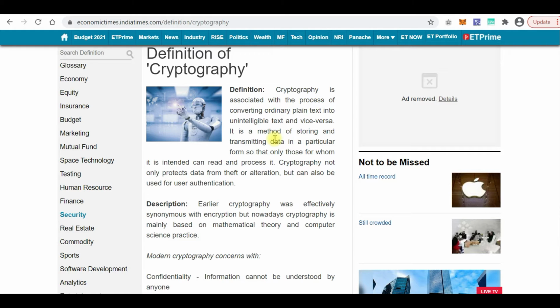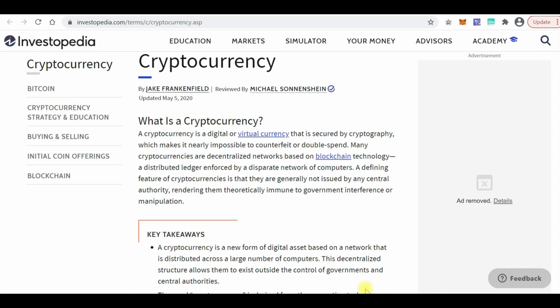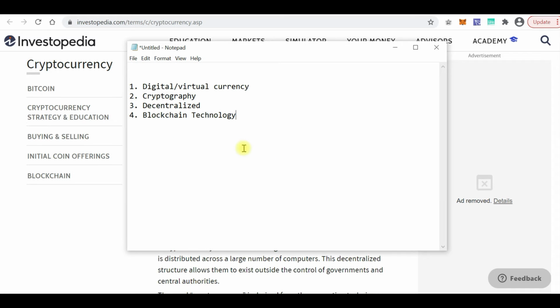No one else intercepts it. Anyone that has access to your wallet must have your keys, right? Your keys is your wallet. So cryptography does that. That is what makes your cryptocurrency more secure. Now, so let's go back to a third point: decentralized.